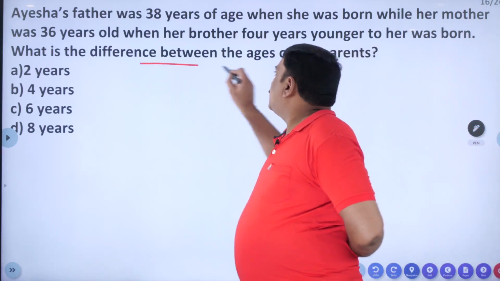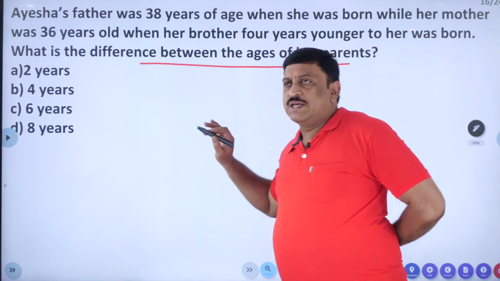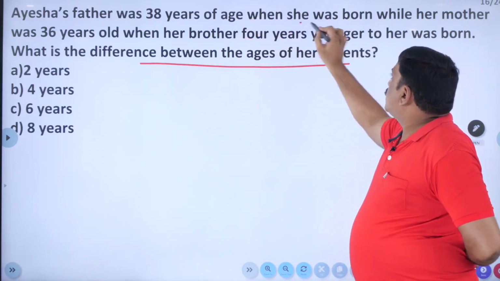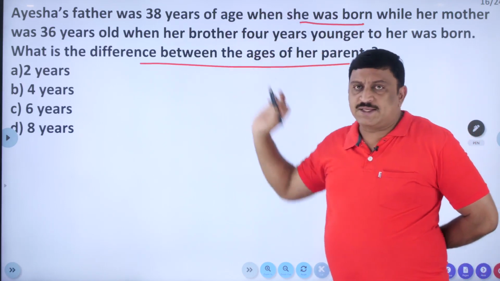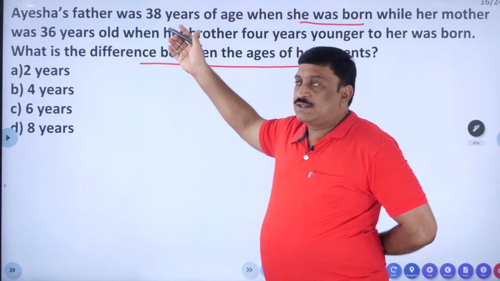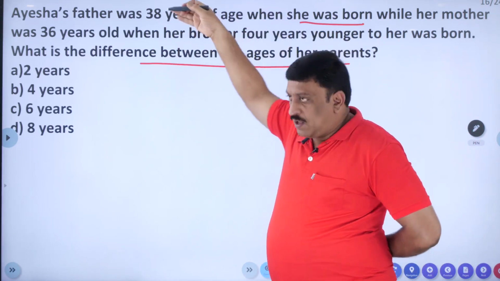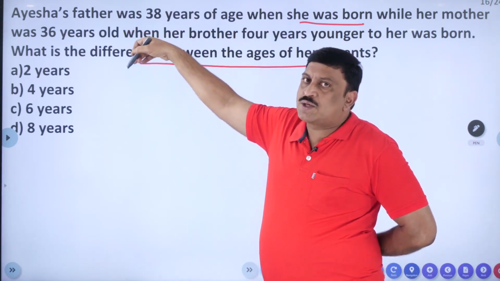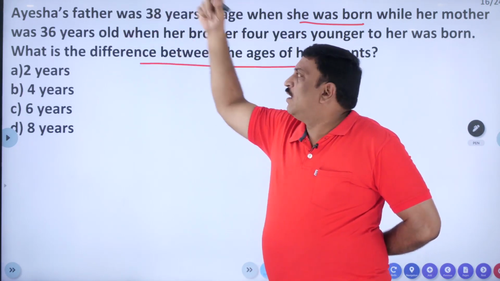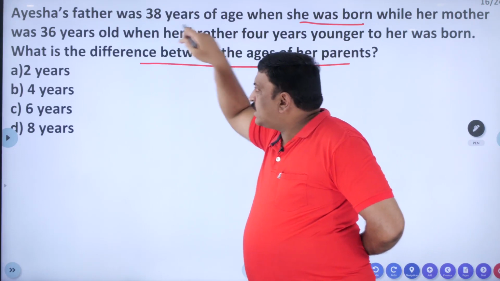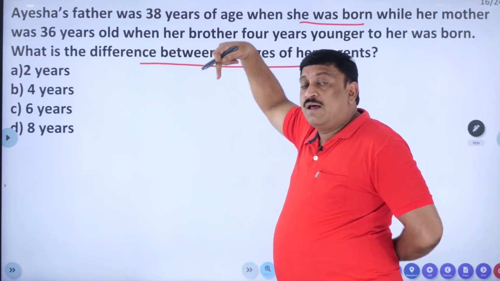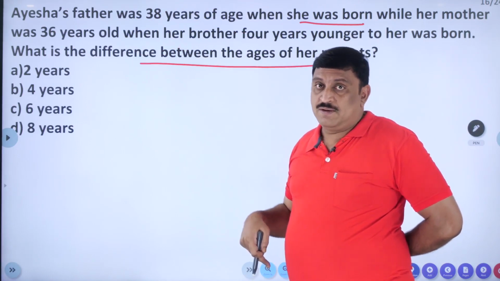See, the difference between the ages of her parents: suppose her brother is not there, that is the same. When she was born, her mother's age was 36 years, suppose. Father's age is 38 years. If her mother's age is also 36 years when she was born, the difference is 2 years, we can say, right? But the point is, it is not 36 when she was born. It is 36 when her brother was born.